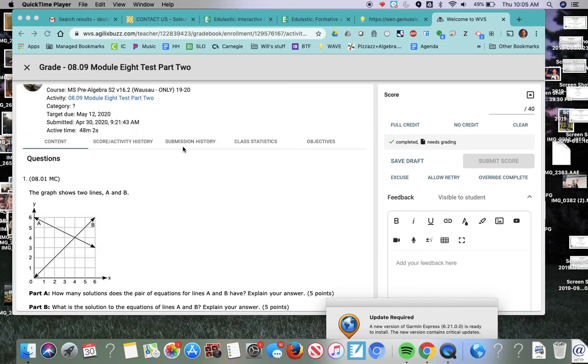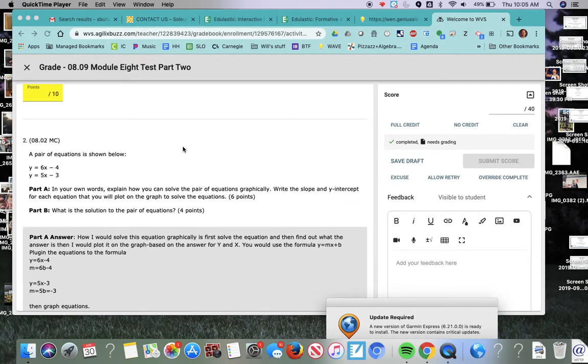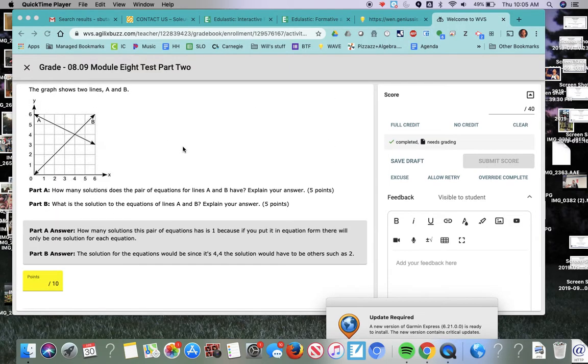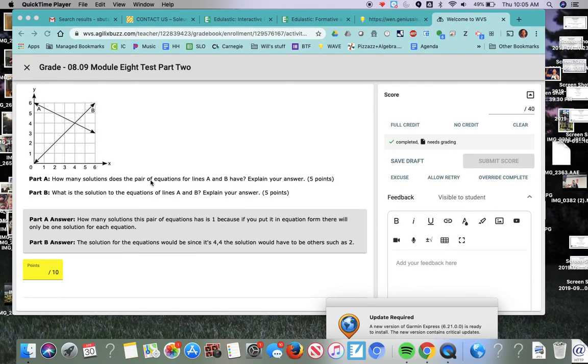I just want to look at a couple things here because I want you to redo these, and I'll just go through with this real quickly here. So number one, for example, it says, how many solutions does the pair of equations for lines A and B have? Explain your answer. So I'm looking at this graph and I notice that they intersect right there. What does that mean? What does that point of intersection mean? And then it says, what is the solution to the equation?